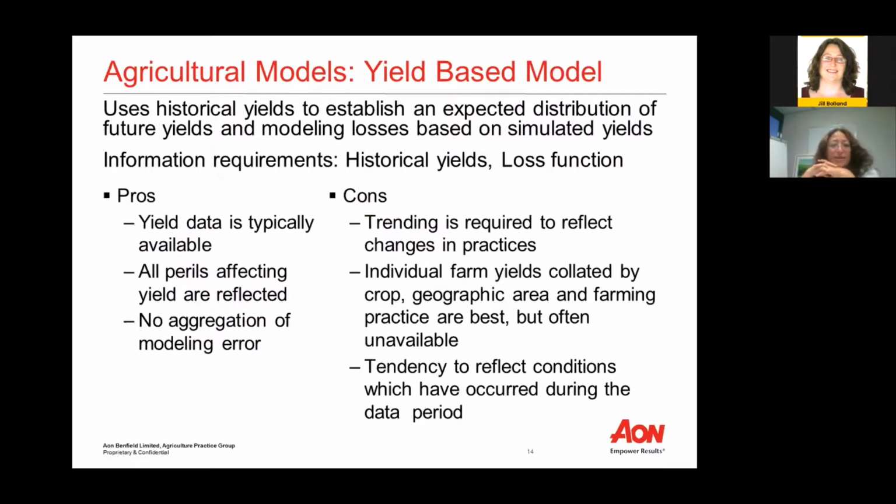Okay, yield-based model, which is what we've been using. This uses historical yields, and we use that to get an expected distribution of future yields. And then we model losses based on simulated yields. So we basically say, in the past, this is what yields looked like. Now I can simulate 10,000 yields, and each one of those simulations is a farmer. Each year, what would they have been paid out? Would their yields have been up or down? So it's purely based on the actual yield of the crop.